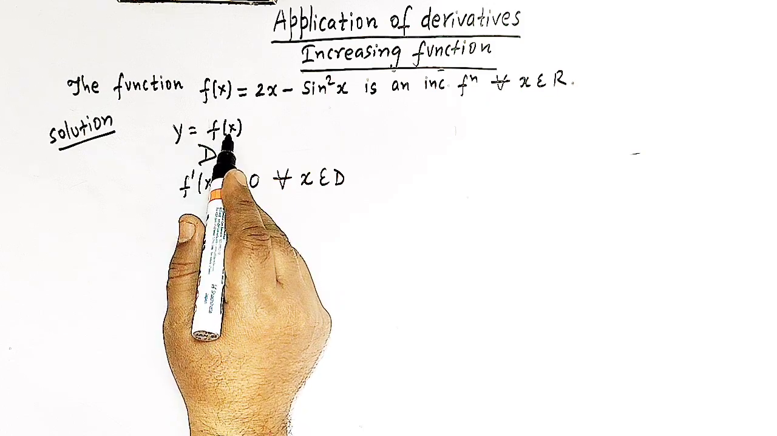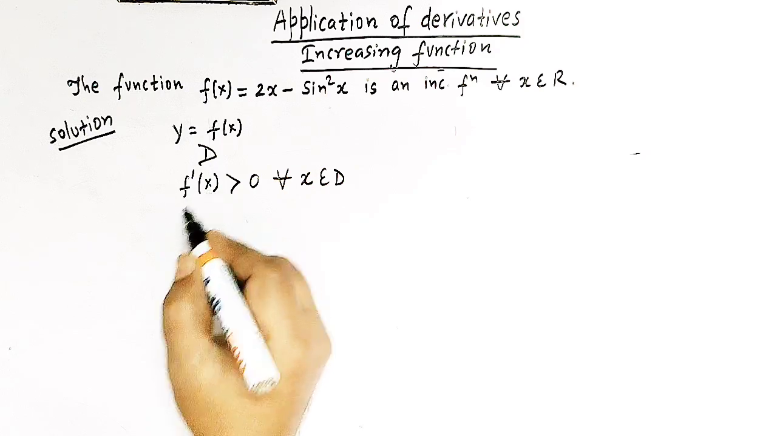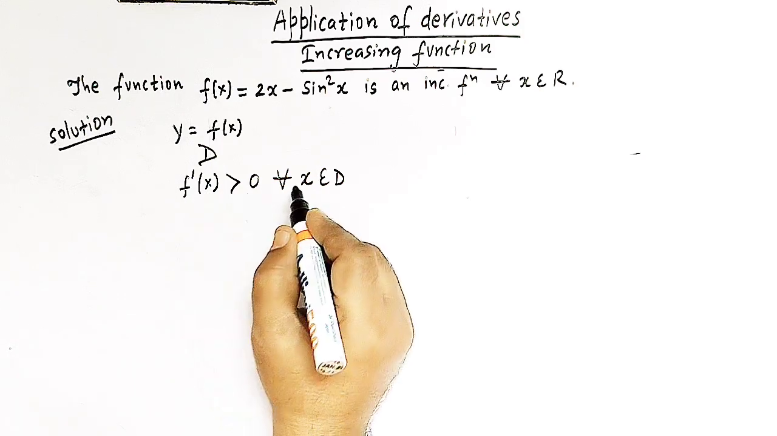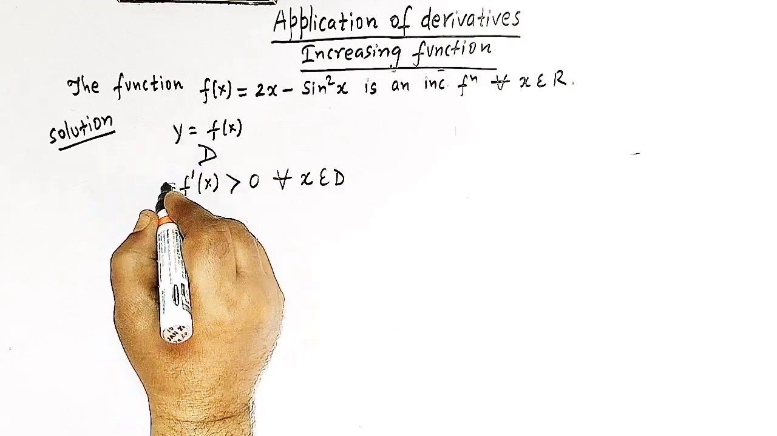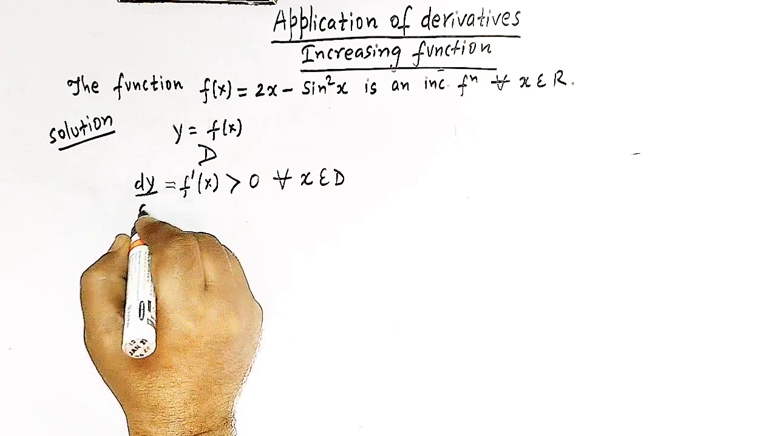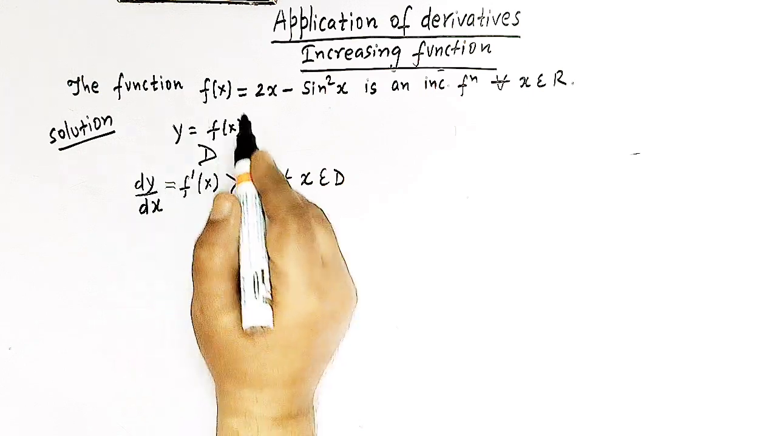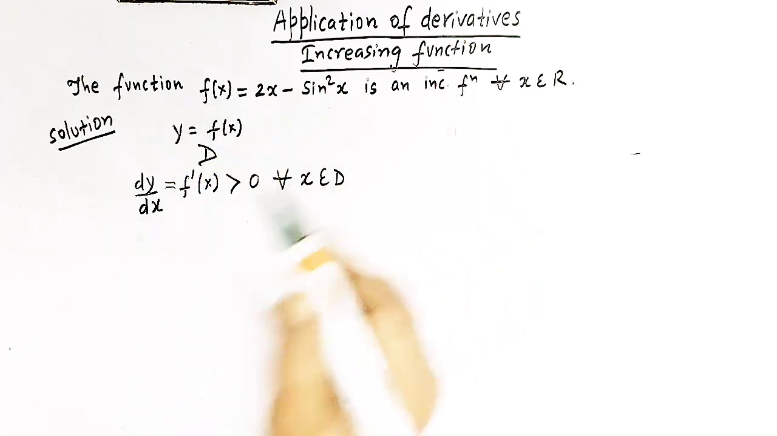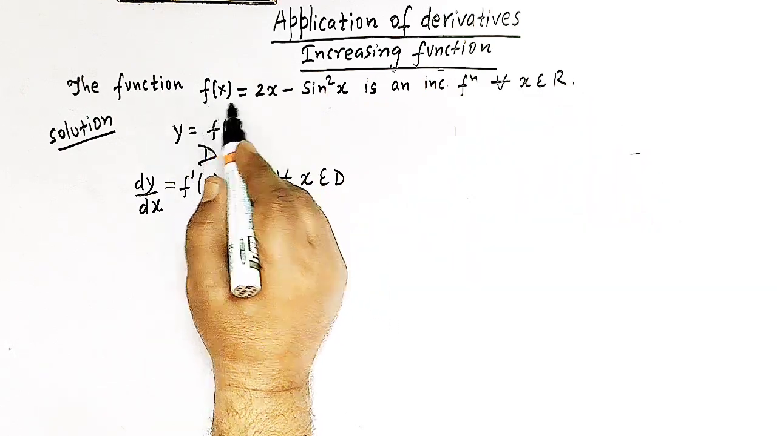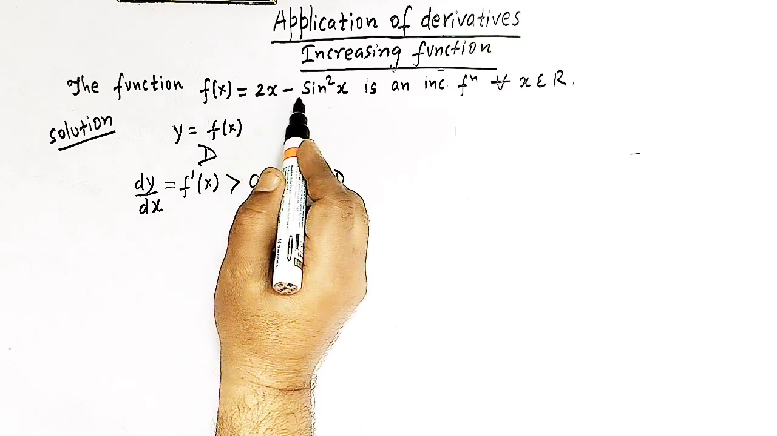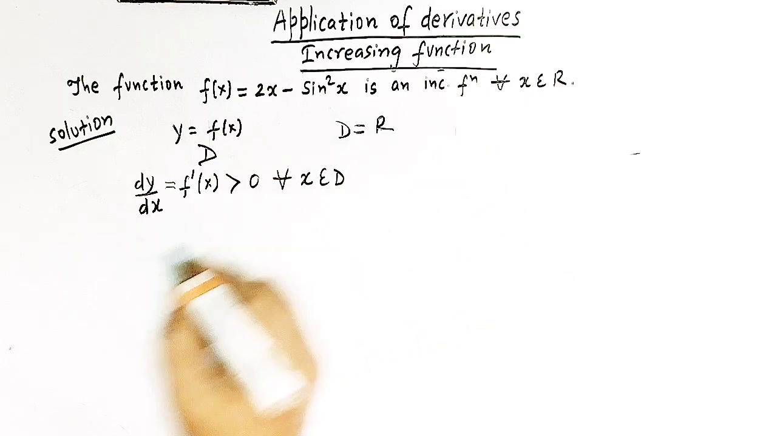So here f of x is said to be an increasing function if the derivative, that is f prime of x, is always a positive quantity for all values of x belonging to the domain. Here f prime of x can also be written as dy over dx. We'll use this definition to prove that this function is an increasing function for all values of x belonging to R. We can easily see that the domain of this function is the set of all real numbers, so here the domain is R.